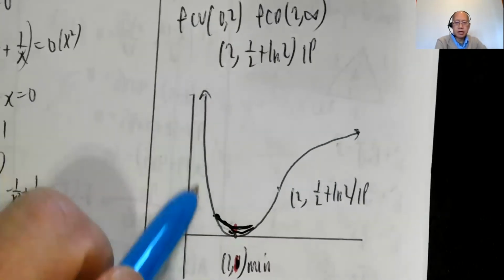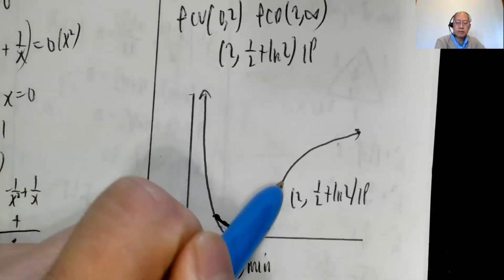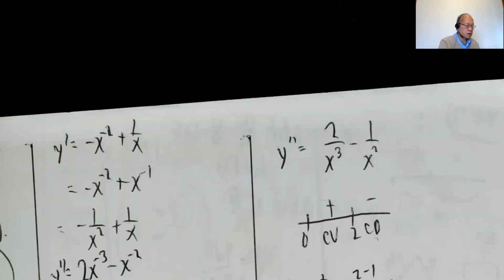So here we go. Decreasing to (1, 1), absolute minimum, increasing, concave up, inflection point, concave down the rest of the time.